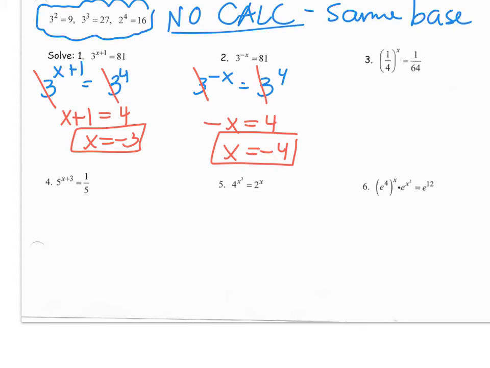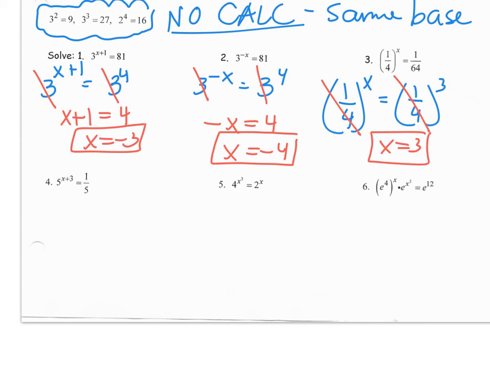Now the same holds true for number 3 when you get fractional exponents. If you can consider that 1 over 64 is really 4 cubed, then you can compare it to 4 to the x. Now look what happens. When I drop the bases on this one, all I get is x equals 3. Nice and easy.